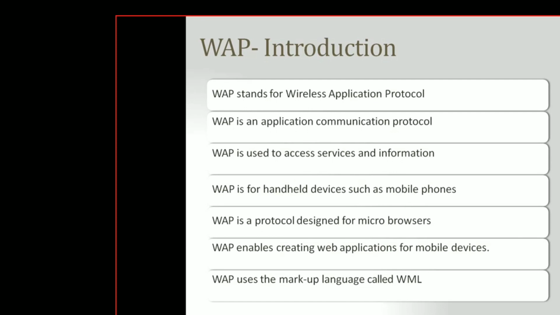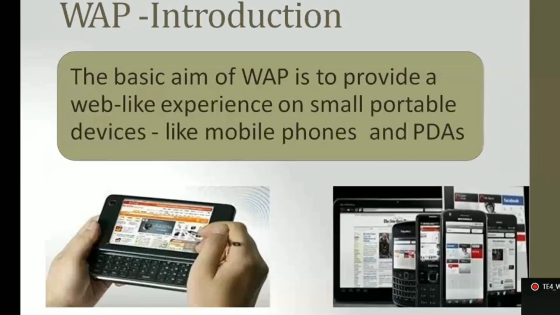Usually, Wireless Application Protocol is mainly designed for handheld devices such as mobile phones, PDAs, etc. It is a protocol designed for micro browsers. Here we must know the term micro browser. A micro browser is a browser which is specifically designed for handheld devices like mobile phones. Wireless Application Protocol also enables creating web applications for mobile devices only. WAP uses the markup language called WML, Wireless Markup Language.